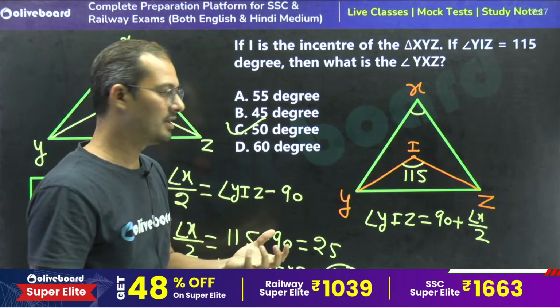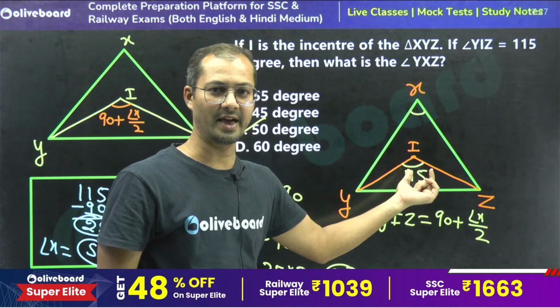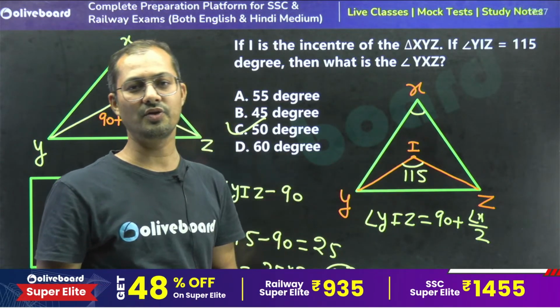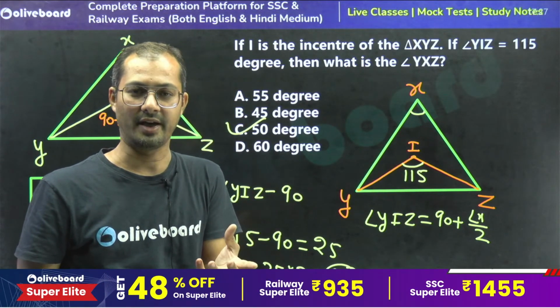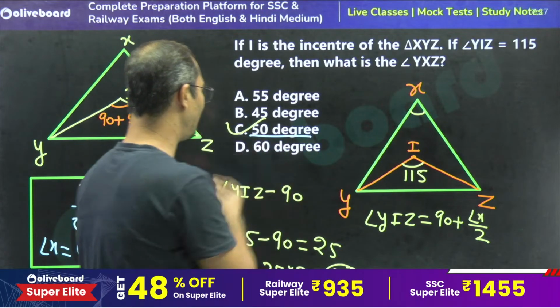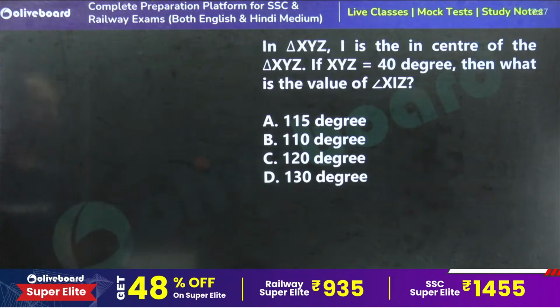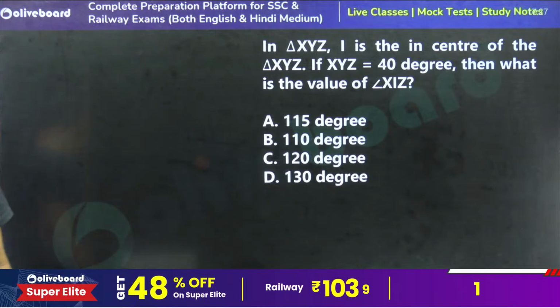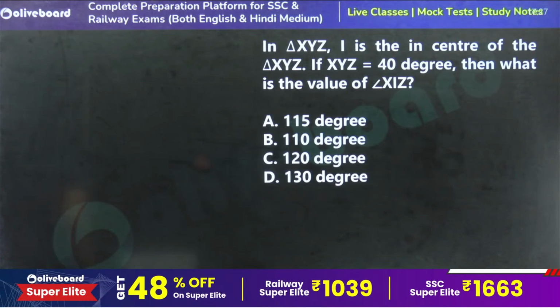Again summarizing, just subtract 90 from the angle subtended at the incenter, then whatever result you are getting, just take double of it. So we can say that 50 degrees is the right answer. Yes. So moving to next, now tell me what is the answer of this question. Yes, this is the standard result.